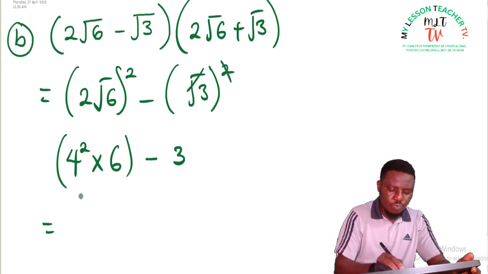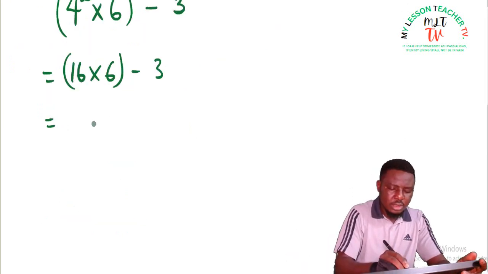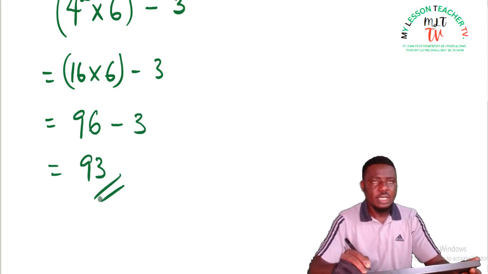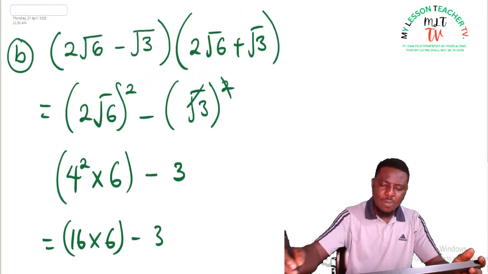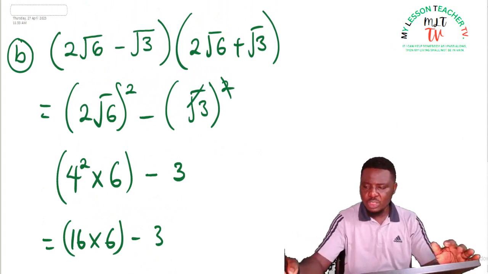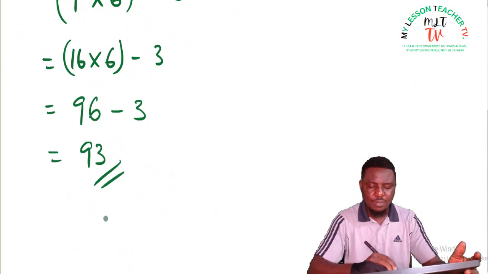This is equal to 4 squared, which is 16. 16 times 6 minus 3, and 16 times 6 is 96. 96 minus 3 gives us 93, and this is your answer. By rationalizing, or by multiplying a surd by its conjugate, it gives us a real number.